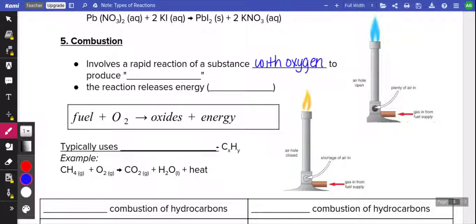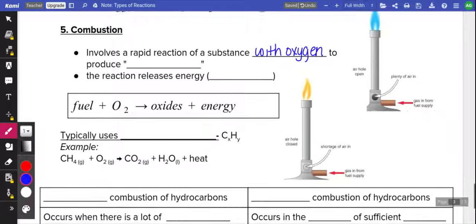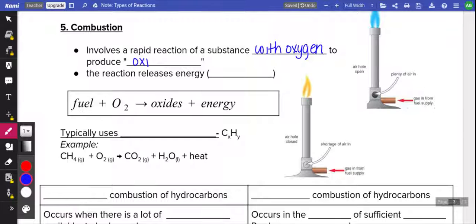So that's what happens when you combust something: you actually have this reaction with oxygen. This reaction with oxygen produces something called oxides. So you'll always end up with some sort of oxide in a combustion reaction. The reaction releases energy, so it's exothermic.